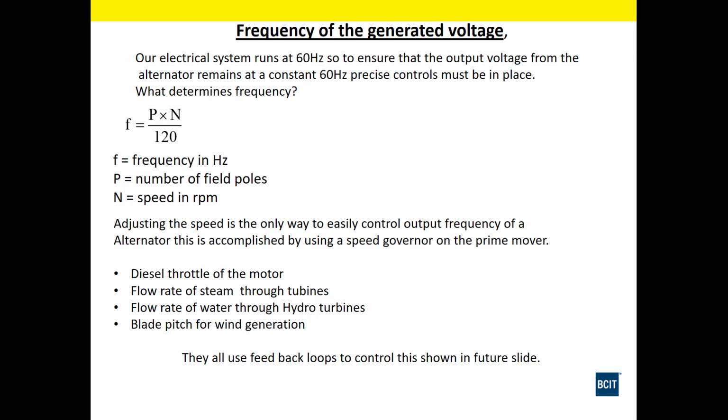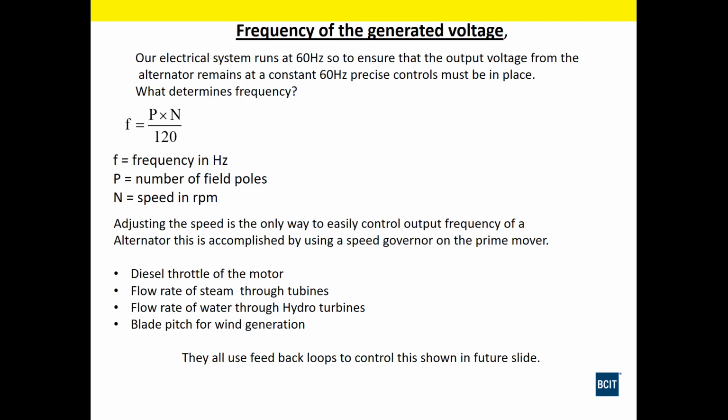Now, frequency of generated voltage. So, this is probably old hat for most of you. All electrical systems in North America run at 60 hertz. To ensure output voltage from alternators remains at a constant 60 hertz, precise controls must be in place. So what determines frequency? You remember our frequency equation: number of poles times the RPM of the generator divided by 120 is going to give us our frequency.